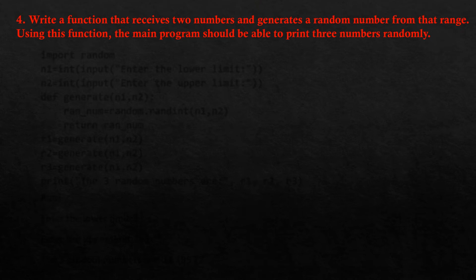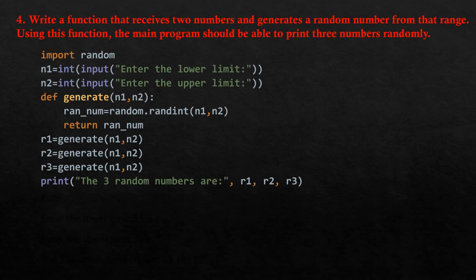Now the next program is we have to write a function which will take two parameters or the range of numbers, and from that we have to find out the random number. And by using that function we have to print three random numbers. Now to generate random numbers we have to import a module called random, which is available in Python library. We can use the function randint, which is available in random module. This randint function takes two values as parameters, let's say a and b, and it will generate a random number within the range a and b.